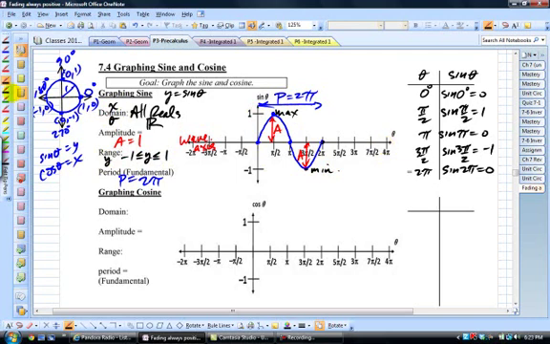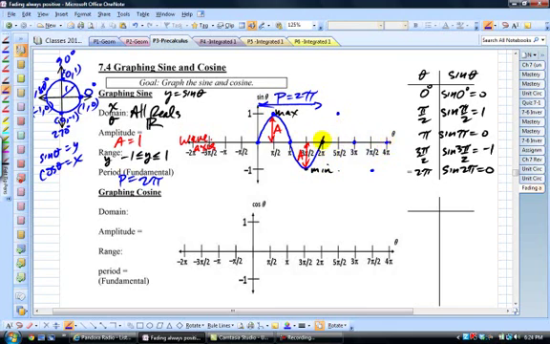All right. If you want to graph more than one period, just repeat this pattern. This point right here transfers over here. This point transfers over here. Just add 2 pi to pi to get 3 pi. Add 2 pi over here, and you get down here at 7/2 pi comma -1. Then add 2 pi to 2 pi, you get 4 pi.